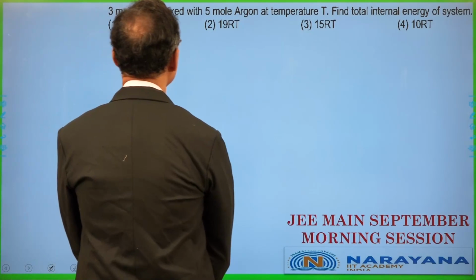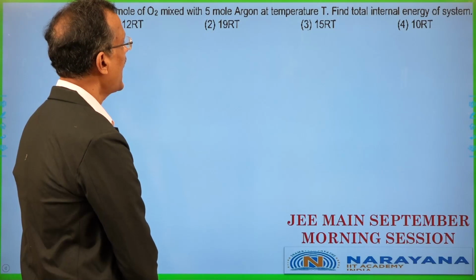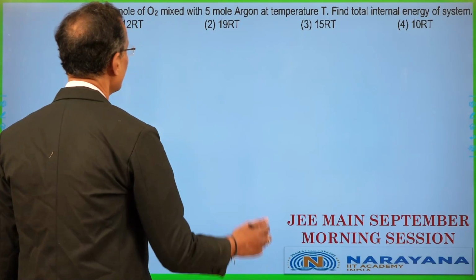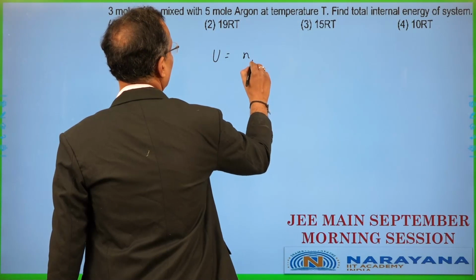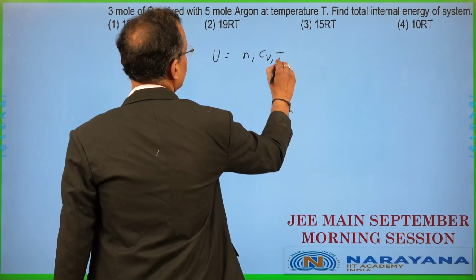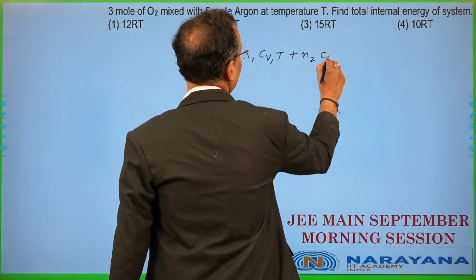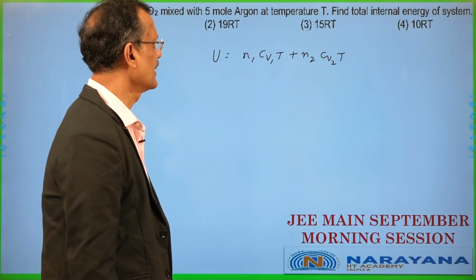3 mole of oxygen mixed with 5 mole of argon at temperature T. Internal energy they are asking you. Internal energy is N1 Cv1 T plus N2 Cv2 T. In a very simple way we are remembering.